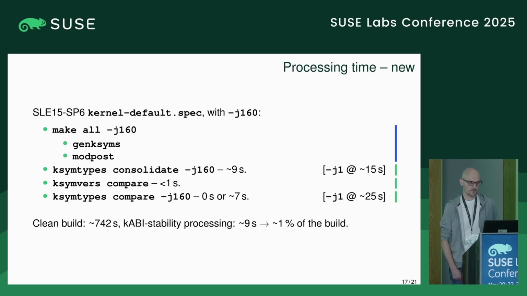And the final command, k-sim types compare, is conditional on the previous comparison. So if no symbol changed or if all changes were tolerated by the suse-kabi severity rules, then the comparison is completely skipped. If a detailed report is necessary, then the tool can compare the entire KABI with its reference in about 7 seconds. And this scales reasonably well. Some improvements in speed are still possible. Nonetheless, in this specific test, the time spent on KABI stability processing is already reduced to 1% of the total build time, down from 7%.